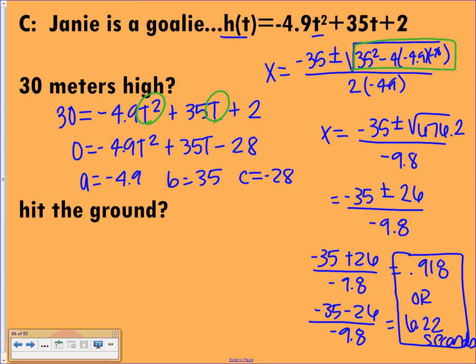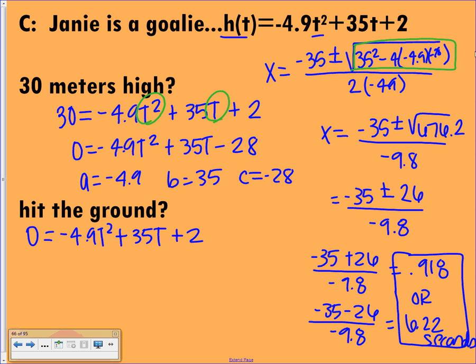Well, how do I figure that out? Well, I know the ground would have a height of 0. Okay, so I'm going to plug in 0 there. Negative 4.9 t squared plus 35t plus 2. Okay, so the equation is similar, only our c value is changing.